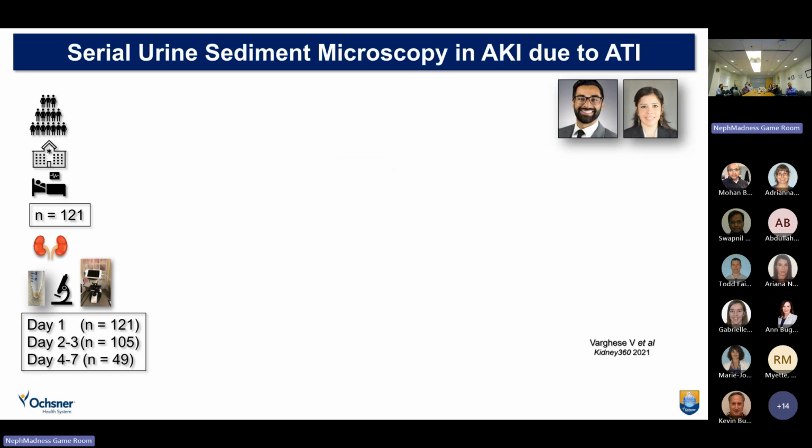So the first contribution that we published in Kidney360 in 2021 was a study led by Vipin Varghese, a former resident. 121 patients went into the study. Essentially, we had planned to conduct a second and a third microscopy throughout the hospital stay. As you can see, the number of patients who had a second microscopy was 105 compared to 121, because sometimes patients got discharged or had some sort of outcome that precluded doing a second or a third microscopy, and 49 patients even had a third inspection.